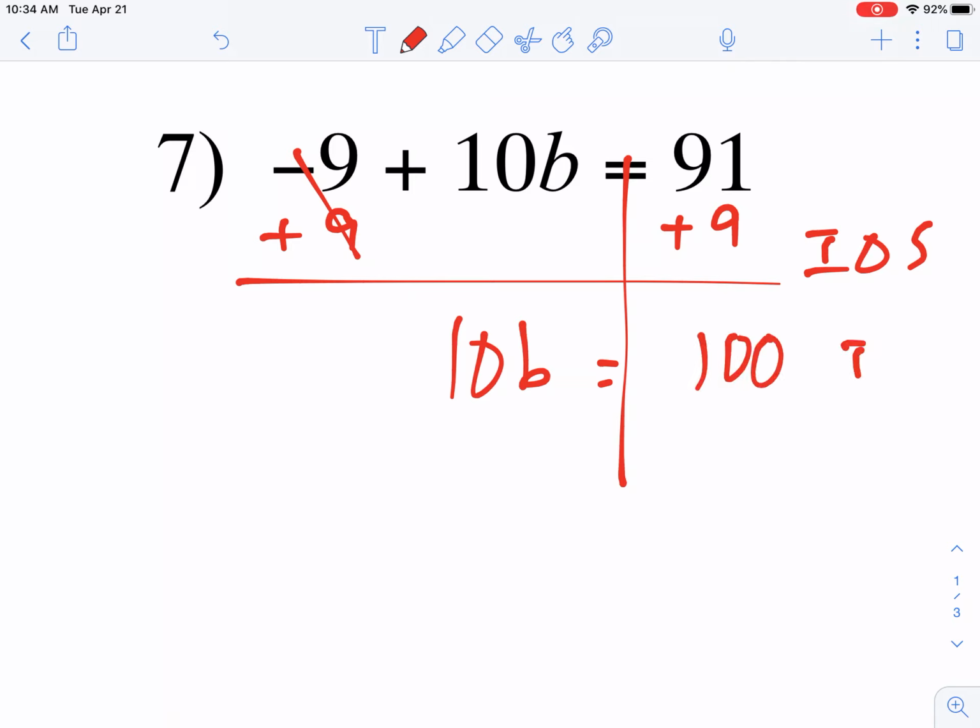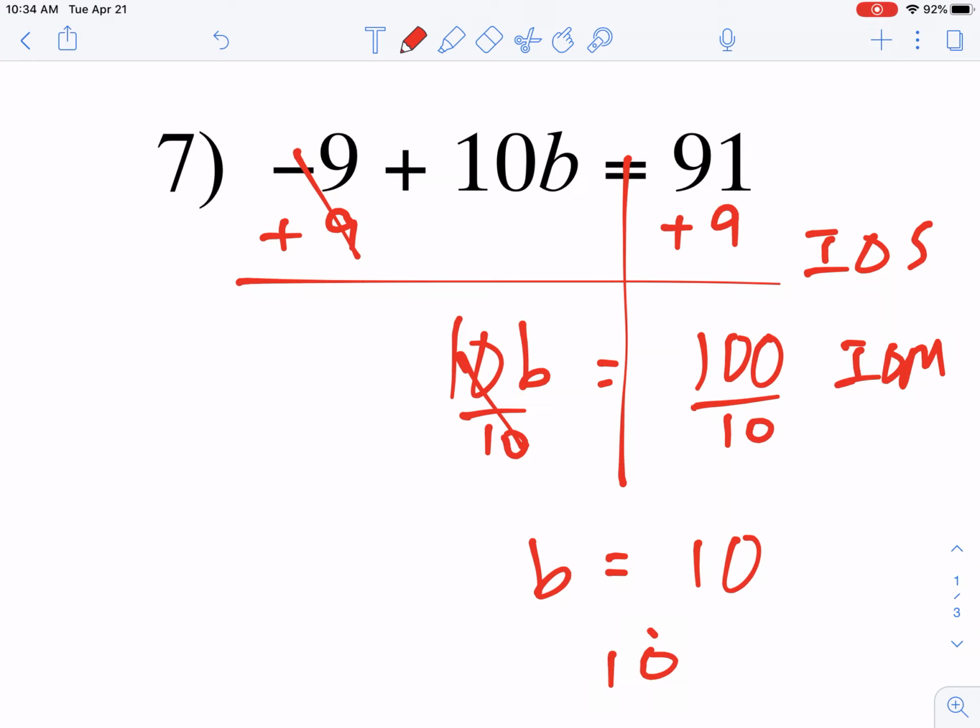We're now going to do the inverse of multiplication and divide both sides by 10. These cancel out. B drops down. It's equal to 100 divided by 10 is simply 10. The only thing that you would enter into Canvas would be the number 10.